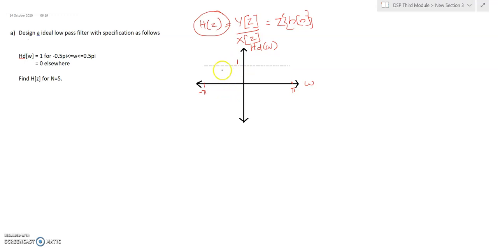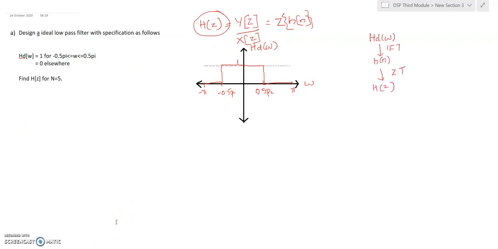As per the response given, H_d of omega is 1 for this region. We have a cutoff frequency omega c, specified here as 0.5 pi. So we have 0.5 pi here, and it will be equal to 1 in this span, and the rest will be 0. On the other half, there will be another cutoff frequency, minus 0.5 pi, and from that to 0 it will be equal to 1, and the rest will be 0. So the first step in our filter design is to estimate the frequency response of the filter using the specifications given in this question.